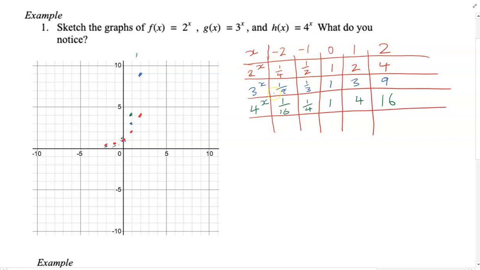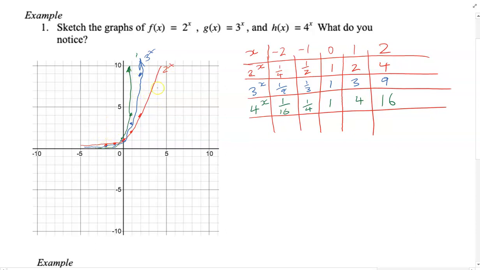Now we plot these as coordinate points in red right here. We do the same thing for g of x is equal to 3 to the x, and h of x is equal to 4 to the x. So we're going to draw a red curve through these red dots for 2 to the x, and then a blue curve through these blue dots for 3 to the x, and then a green curve through little green dots for 4 to the x.